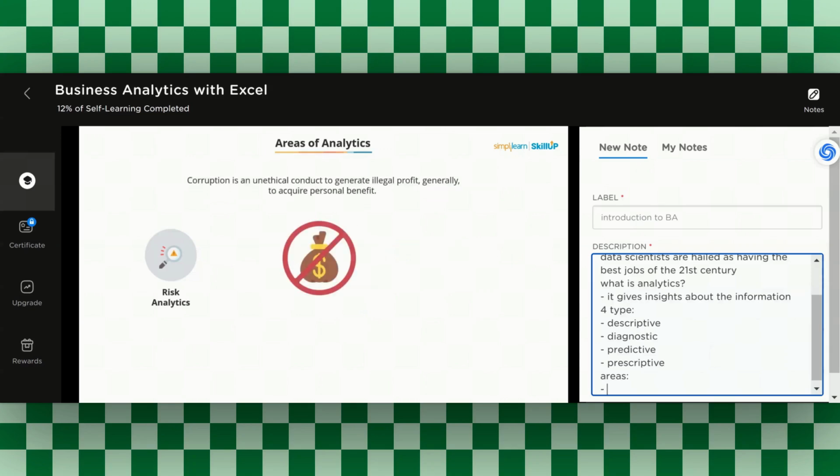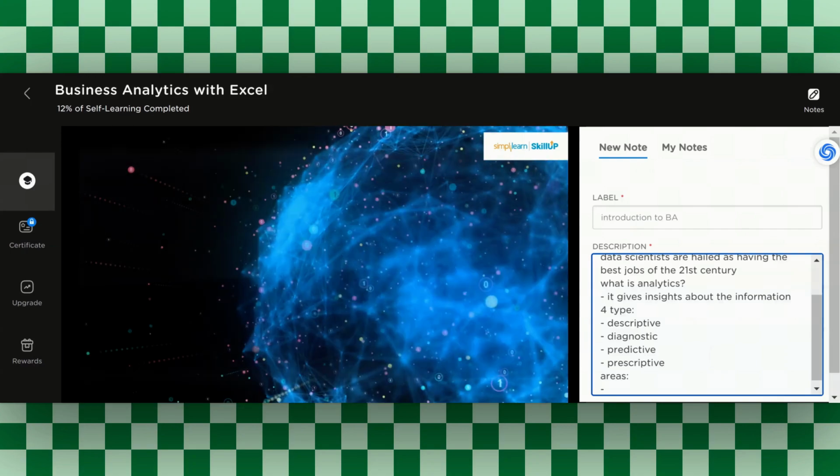Corruption is understood as an unethical conduct by a person or group of people to generate illegal profit, generally to acquire personal benefit. It drastically affects the confidence and trust of the parties involved and thus hampers the achievement of project goals. It's one of the common risks to be taken into account.